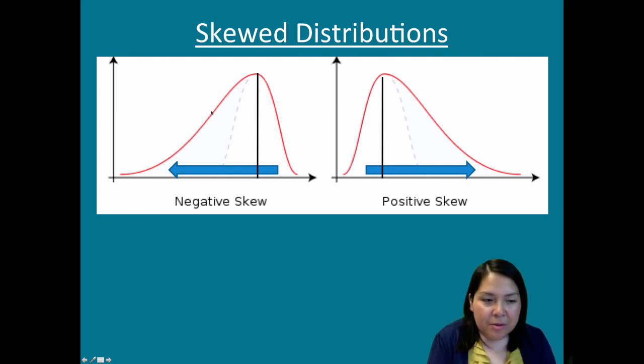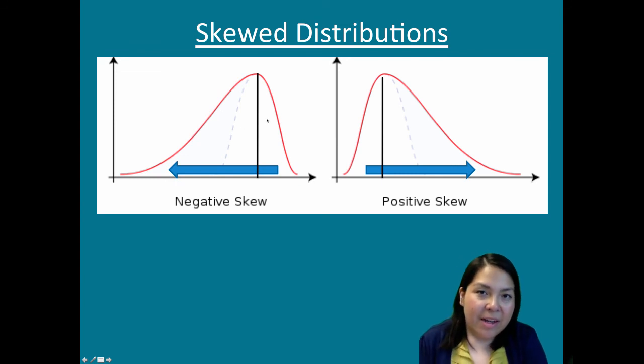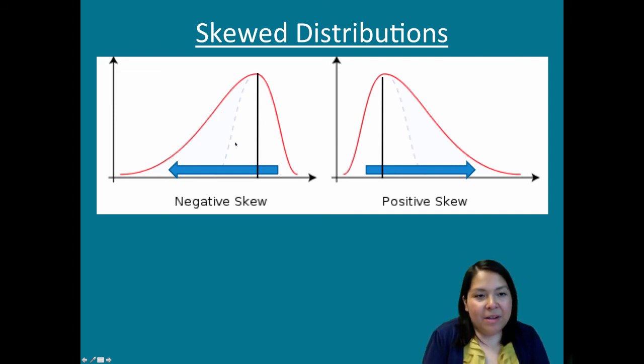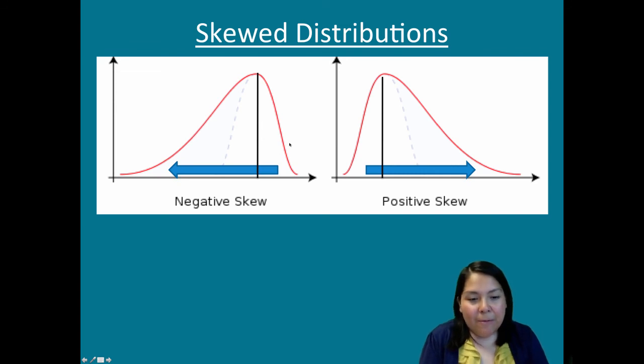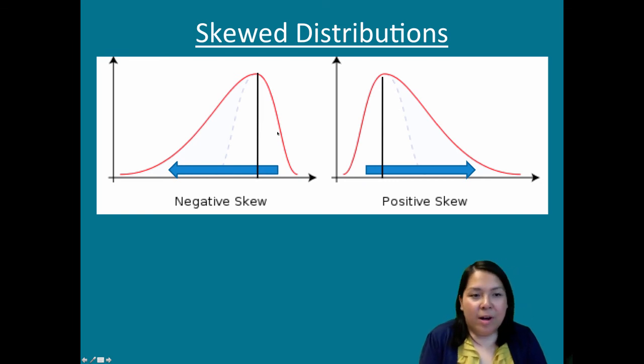Here we have skewed distributions. The one on the left is a negatively skewed distribution, and as we can see, the mean has shifted from the center, where it was right here, to the right. Now the majority of the participants in our study are to the left of the mean, so it's not equal anymore. It's probably about 80-20, so 80% of our participants are scoring below the mean, whereas 20% are scoring above the mean.